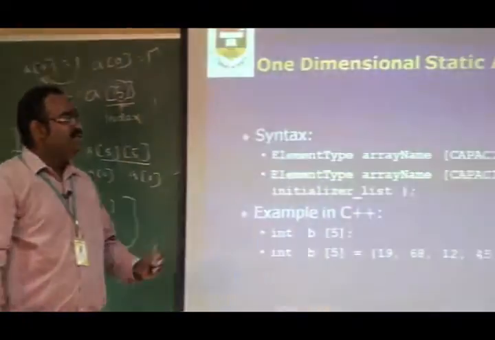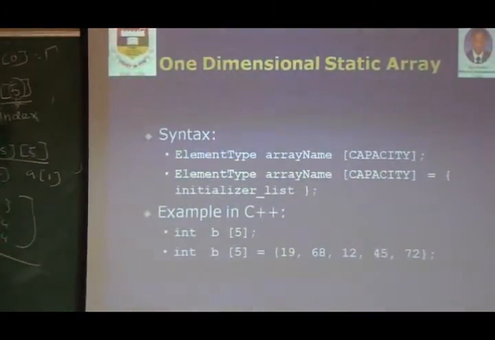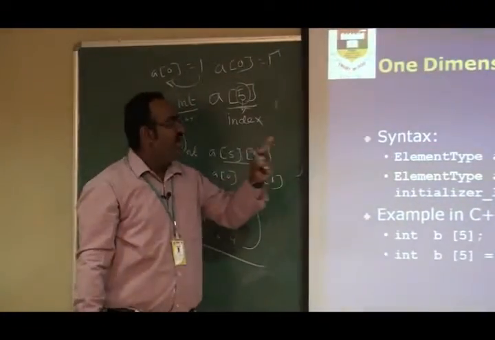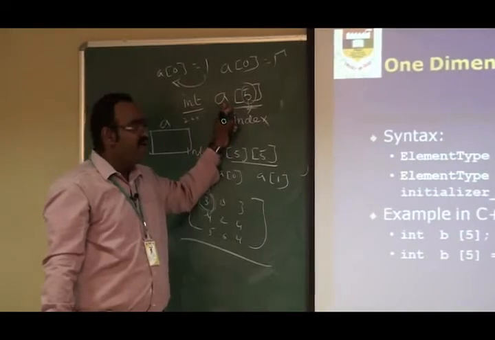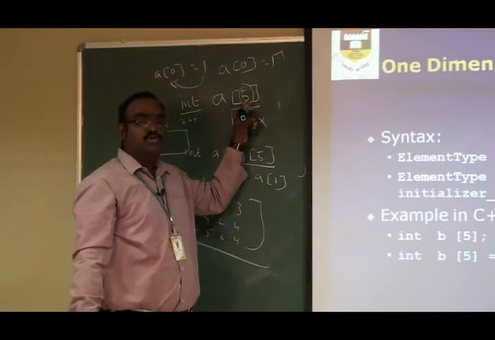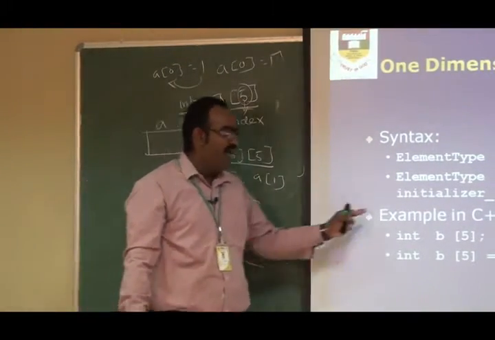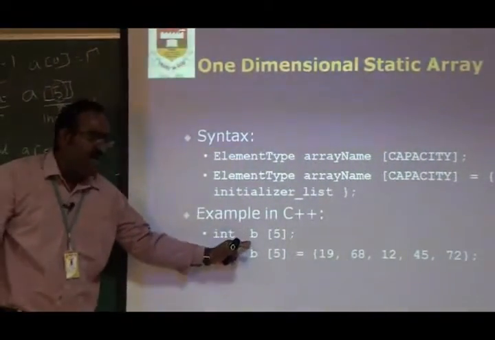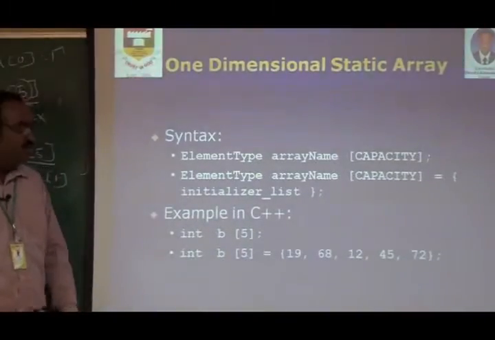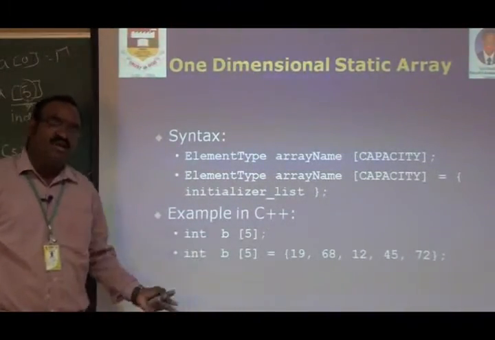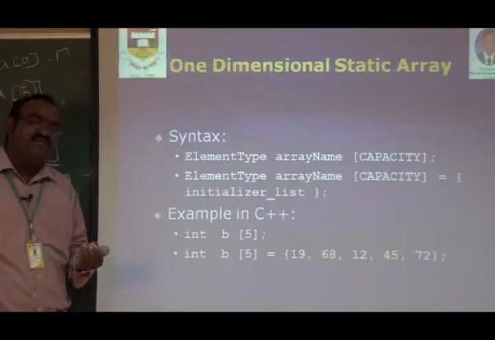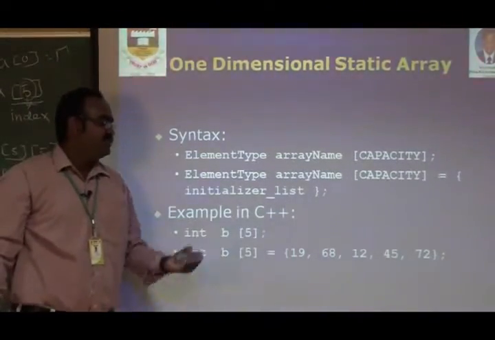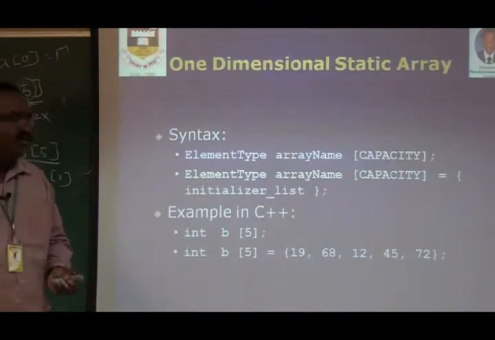So this is the syntax of a one dimensional static array. We have the element type, the integer, and the array name, and inside the square brackets you have to give the capacity. For example in C++, int is an integer, b is an array name with a capacity of 5. So integer b of 5, what happens? B is an array having 10 bytes which can store 5 elements. What are the 5 elements? 19, 68, 12, 45 and 72 we can easily store.